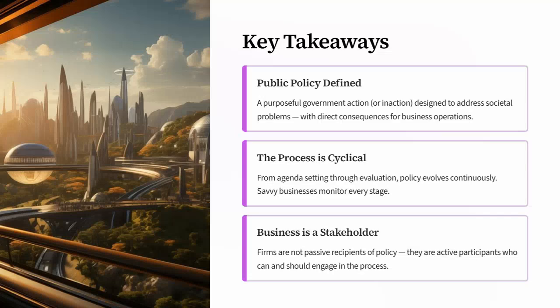The key takeaways are straightforward. Public policy directly affects business operations, whether through government action or inaction. The process is cyclical, from agenda setting through evaluation, so companies should monitor every stage. And business is a stakeholder, with firms able to actively engage rather than simply react.